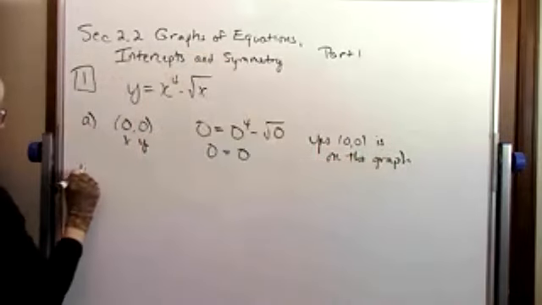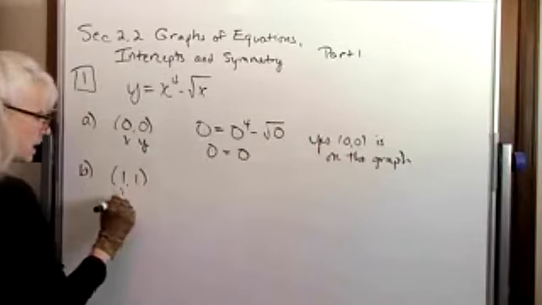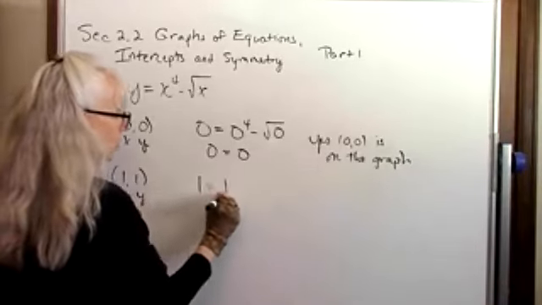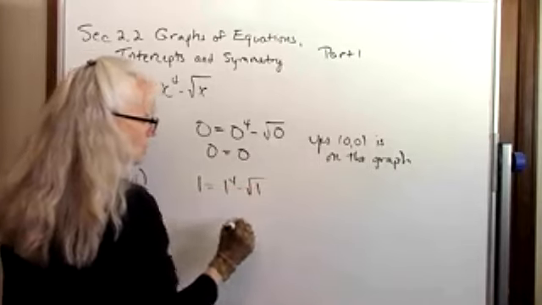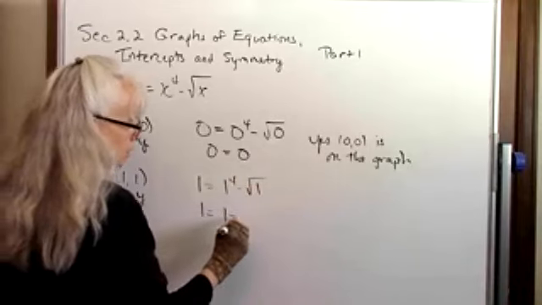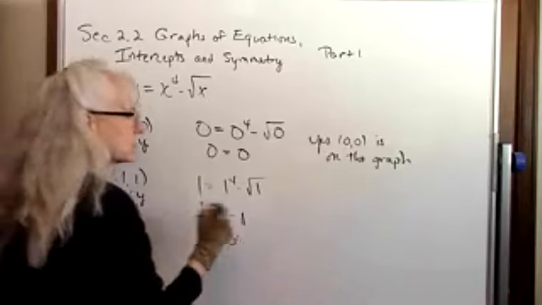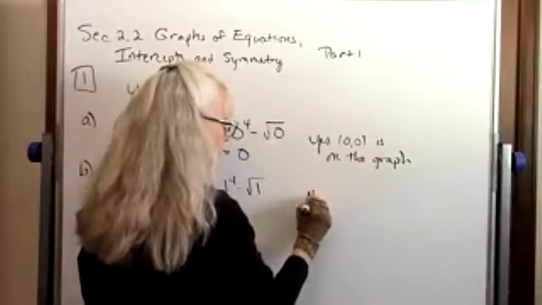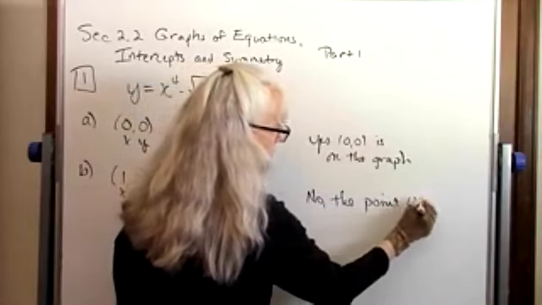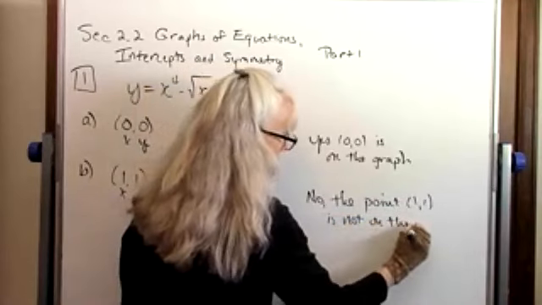So part B on that problem says, what about the point 1, 1? So now we're going to replace again x with a 1 and y with a 1. So we'll have 1 is equal to 1 raised to the fourth power minus the square root of 1. Well, this is 1 on this side. 1 to the fourth power is 1. Square root of 1 is 1. 1 minus 1 is going to give me 0. So because these are not equal, this point is not on that graph. So no. Point 1, 1 is not on the graph.